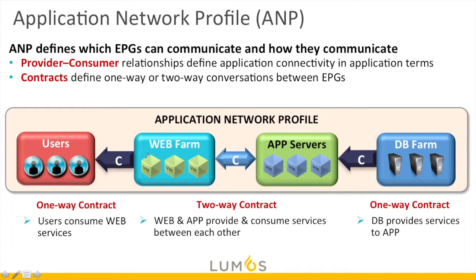So let's take a contract. The web farm is going to provide this contract, and the users are going to consume the contract. So this is a one-way contract. Now, the direction of provider and consumer is pointing towards the users, but the direction of traffic, of course, is this way. So we're going to provide a contract that allows port 80, perhaps, into the web farm.